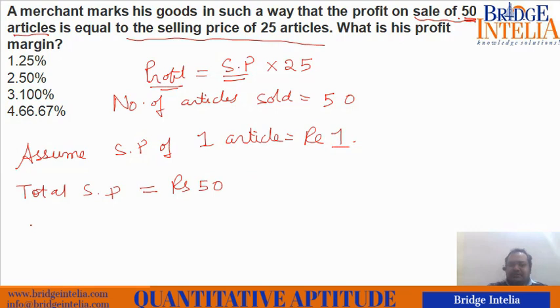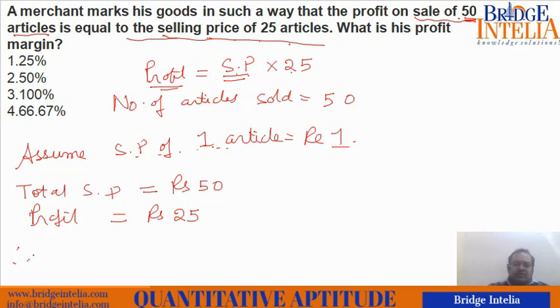Fine. So in those rupees 50, there is some profit. That rupees 50 that he has received from his customer contains profit as well. So what is the profit? Profit is equal to the selling price of 25 articles, that is 1 into 25. So out of the 50 rupees that he has received from his customers, 25 are profit.